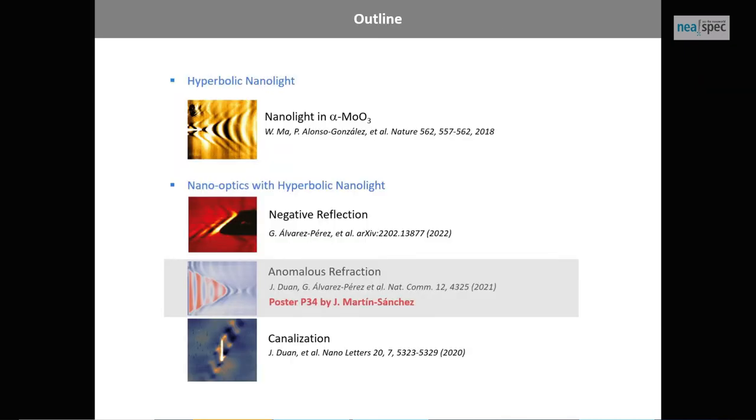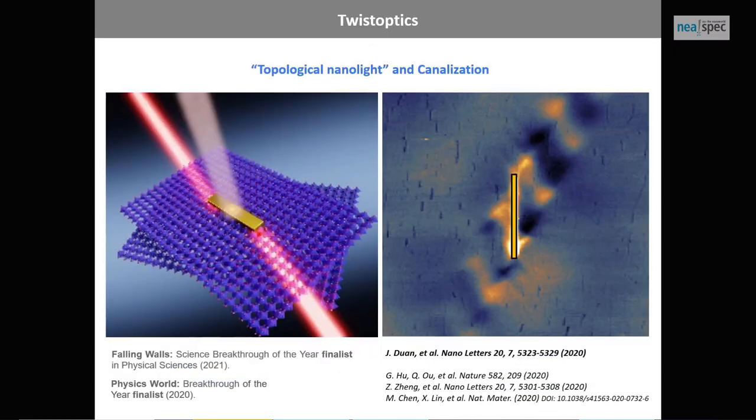I just give some advertisement of this poster, P34, of our anomalous refraction. Also, we measured anomalous refraction. Yeah, that's it. We also did some waveguiding. I think Xi Yuan is going to present something related to this, so you will see this natural canalization that happens when you twist two layers of MoO3, and then we have some canalization effects.